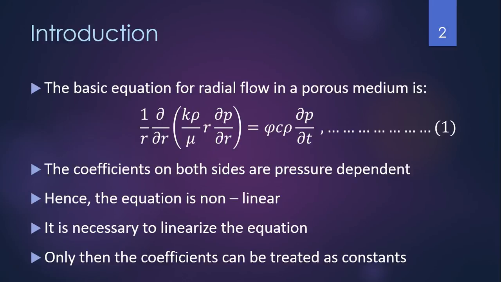1/r ∂/∂r (k ρ/μ r ∂p/∂r) = φ c ρ ∂p/∂t. This is p.